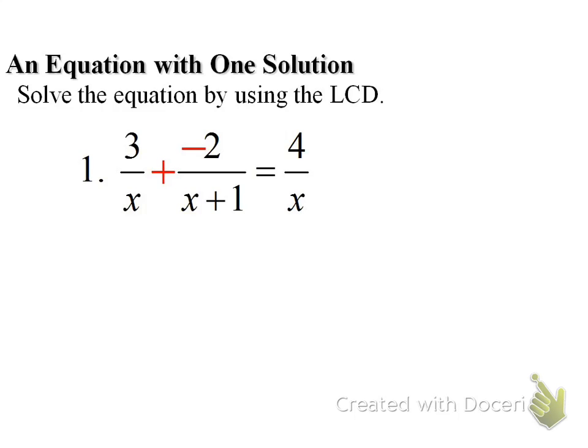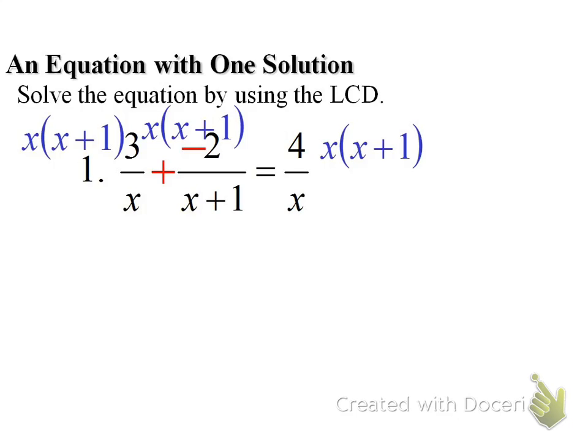X times x plus 1. Yeah, x times x plus 1. So, here's the trick. You're going to multiply both sides by x times x plus 1. Now, you're not actually getting common denominators. We're not multiplying top and bottom by that. We're multiplying just the numerators on both sides. Remember, if you do something to both sides of an equation, it's a legal move. So we're not doing anything invalid here.